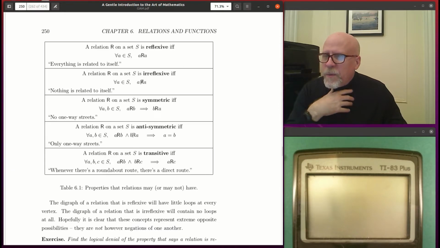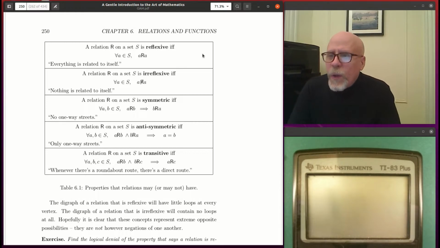Okay, so let's take a look at this table in the General Introduction to the Art of Math. It's on page 250. It has these properties all listed, with the name of the property, a formal definition of it, and an informal way to think about the property. The setup on all of these is the same. You're talking about a relation R on a set S. As we talked about in the last section, when you say a relation is on a set, it means that it is a subset of S cross S, made of ordered pairs where both the left and the right element come from the same set.